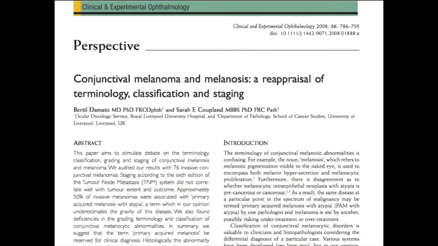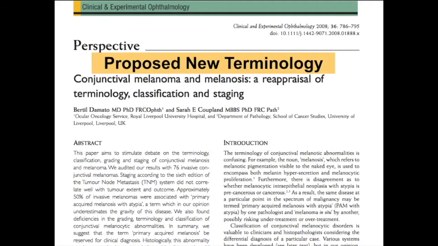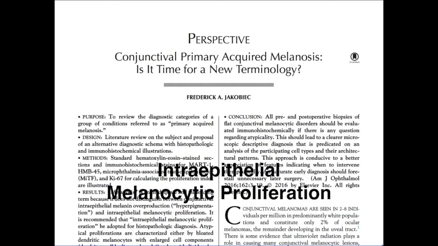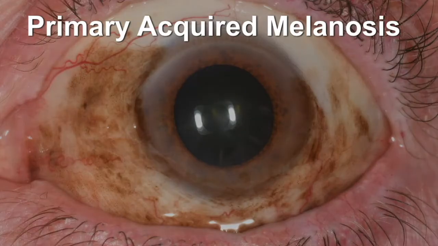Other terminology was proposed previously. D'Amato and Coupland proposed the term CMIN, or conjunctival intraepithelial melanocytic neoplasia, and suggested that the term hypermelanosis be used for constitutional melanosis. The late Frederick Jakobiec suggested the term IMP, or intraepithelial melanocytic proliferation, in an editorial in the AJO. Most clinicians and many pathologists continue to use the term primary acquired melanosis, and some believe that changing the terminology makes a confusing topic even more confusing.